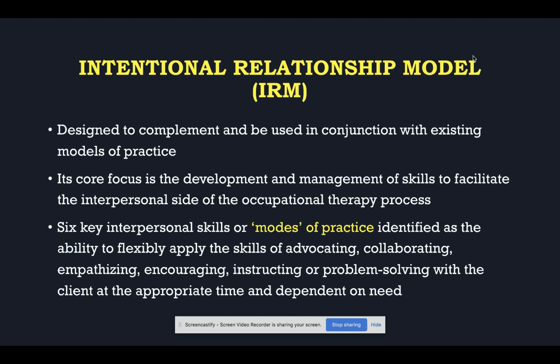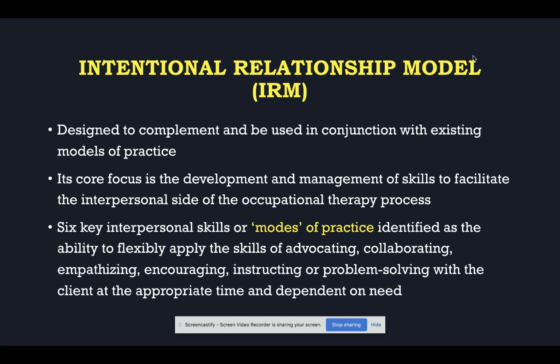Okay, now we're going to talk a little bit more about the intentional relationship model. Now we're going to break it down, okay? So when we talk about IRM, as we call it, it's designed to complement and be used in conjunction with existing models of practice. We're going to talk about models of practice in the next module. But really, the IRM is the core focus of how we develop and manage skills to facilitate and maintain a therapeutic relationship with our clients.